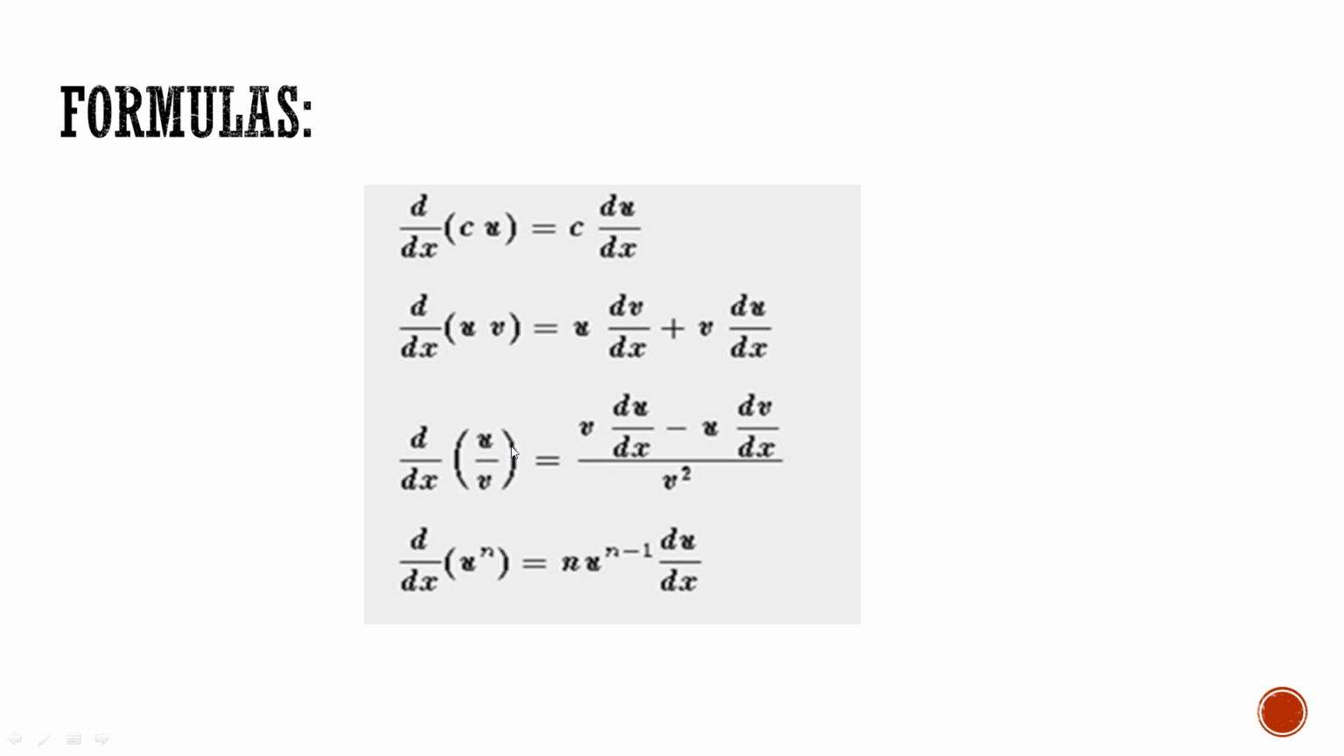We identify what is the numerator, which is designated as u, and v will be our denominator, and then just follow this formula. Copy the denominator, derive the numerator, minus copy the denominator, derive the numerator, all over the square of the denominator. So as simple as that. Okay.